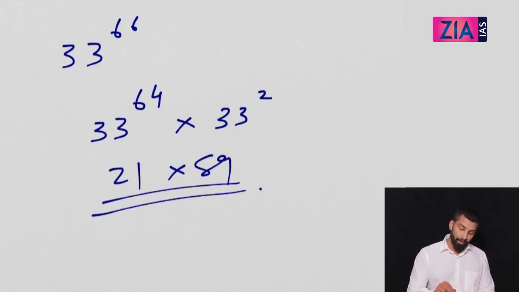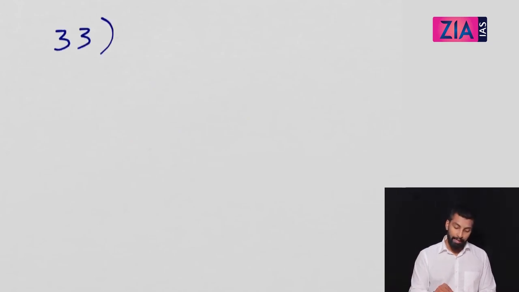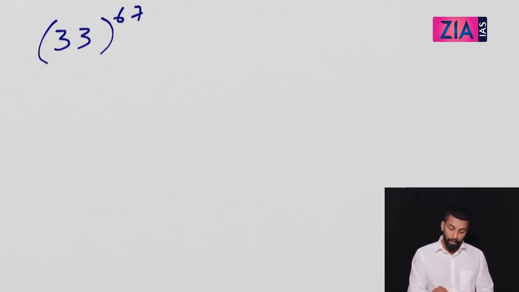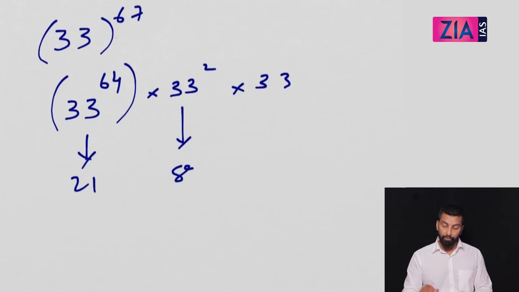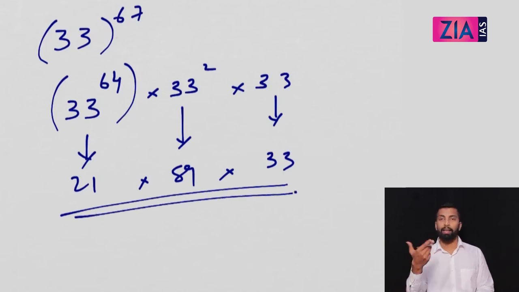Now the most difficult question you can get, that is the only possibility, right? You may get it as 33 raised to 67. Then what you'll do, you'll write it as 33 raised to 64. You got the answer as 21. Then 33 square, then 33. 33 square last two digits you know, 89, which will be similar to 17 square, right? And then 33. You multiply all these last two digits, you'll get the answer. Only addition is one step of multiplication extra.